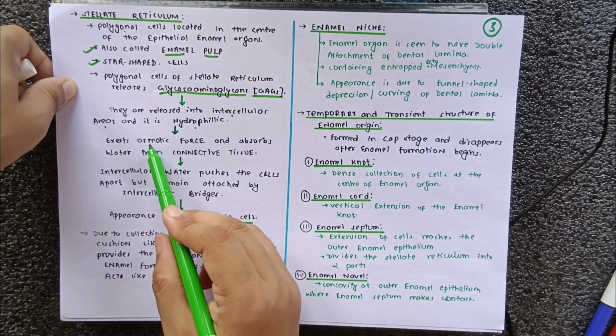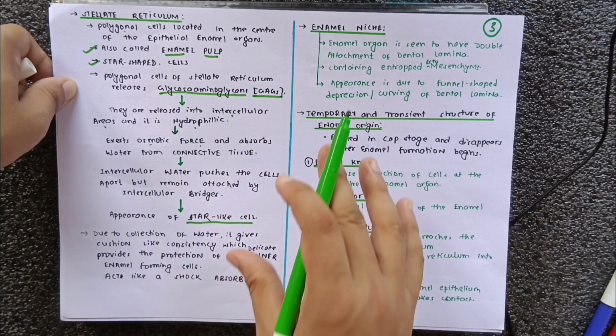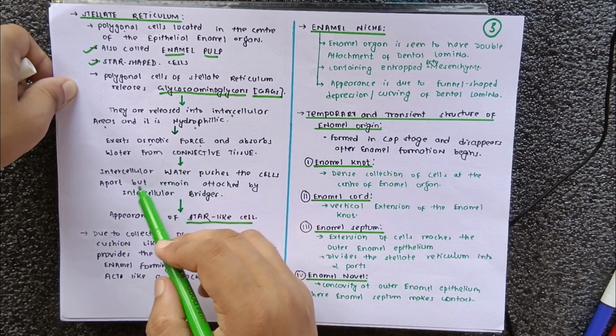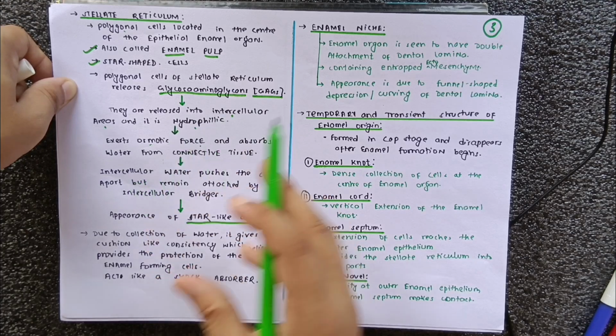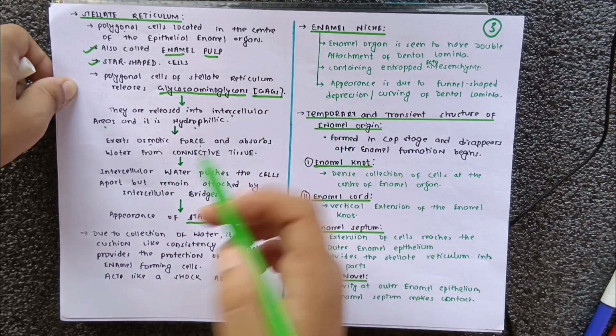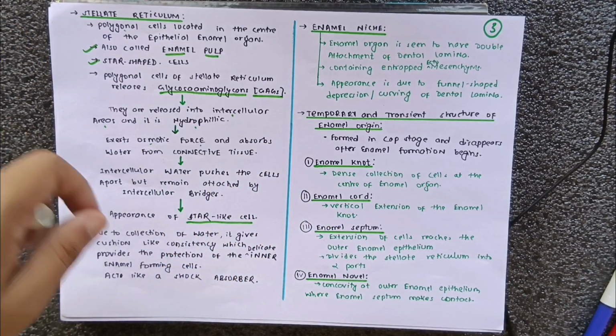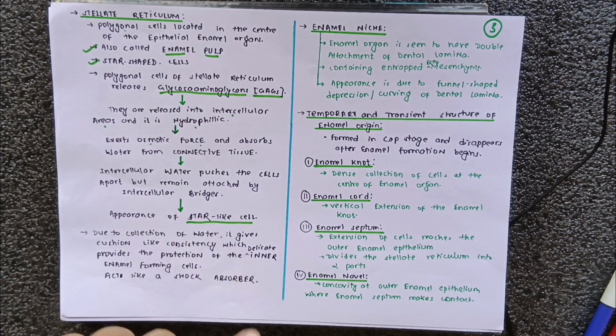It absorbs water by osmotic force from the surrounding connective tissue, and that water causes accumulation in the intercellular area. The increase in the water content in the intercellular area pushes the cells apart, but they remain attached by intercellular bridges. And there is the appearance of the star-like cell.